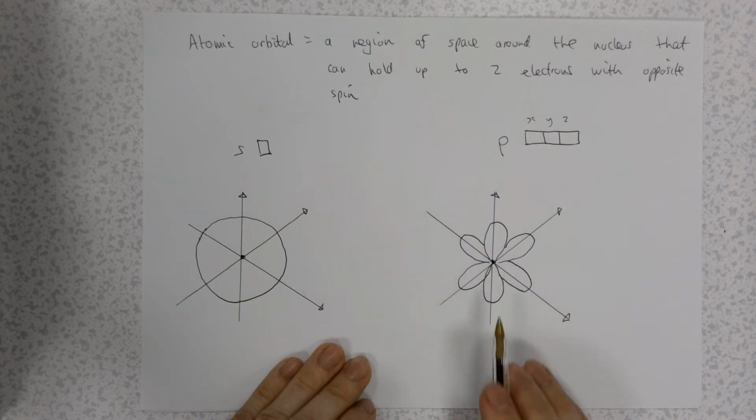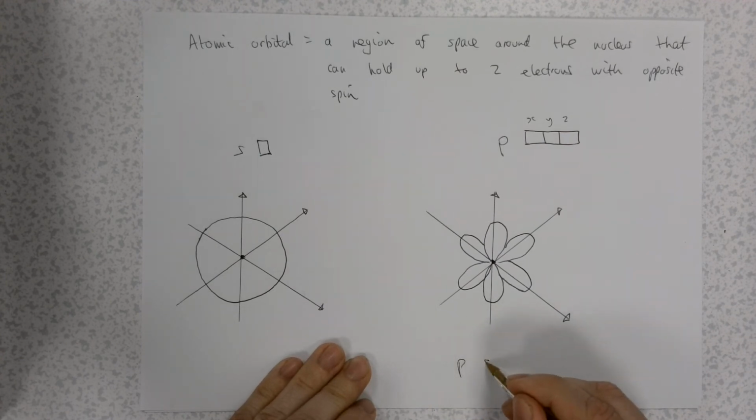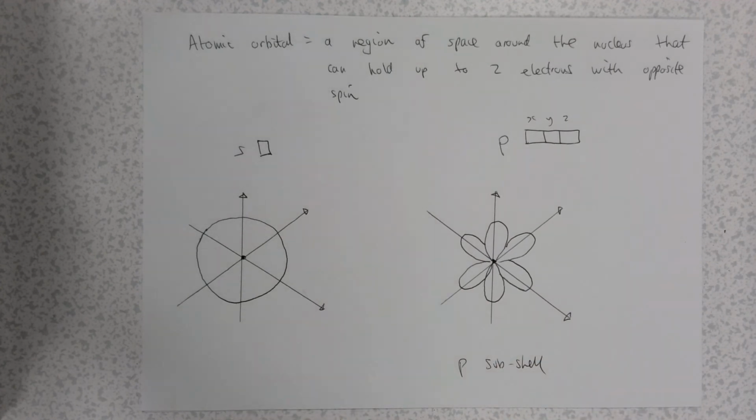So each of those dumbbells is an orbital. What I've actually drawn is all 3 orbitals together, so I've actually drawn now the p subshell, because I've drawn all 3 of them. If I was asked just to draw a p orbital, I would only draw one of these dumbbells. And it doesn't matter which one, you take your pick, whichever one you like the look of the most.